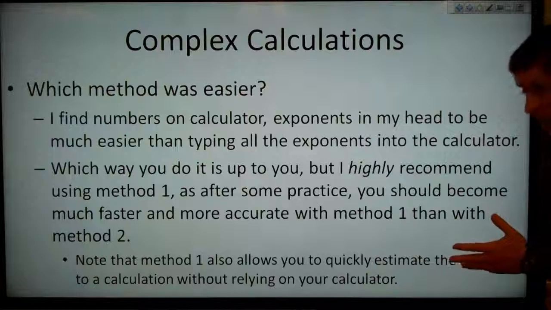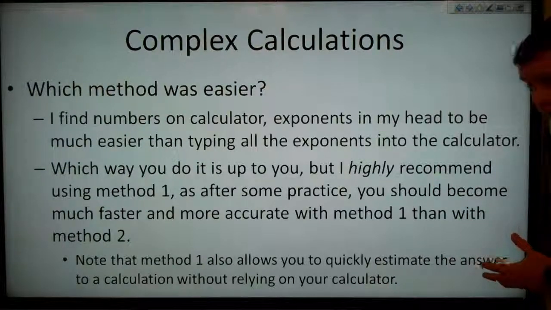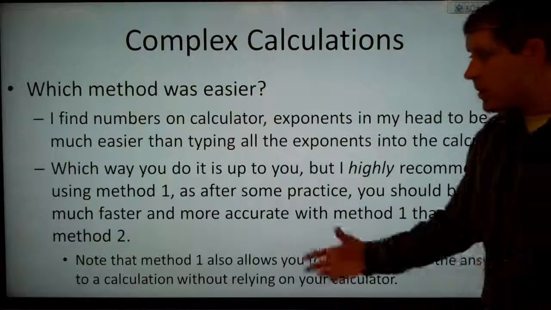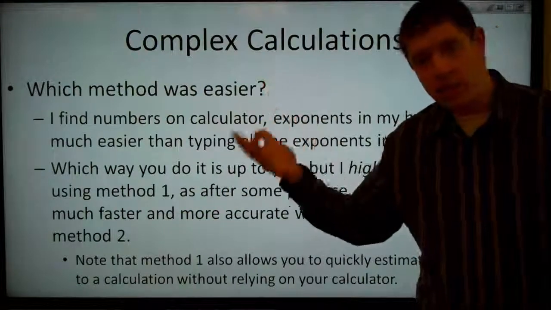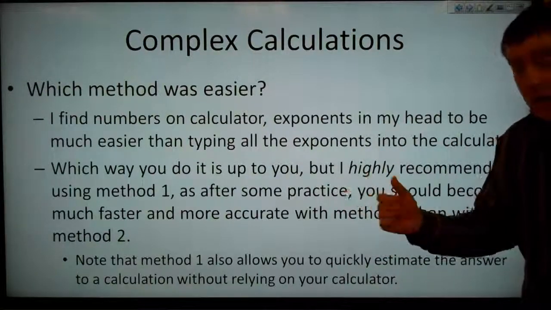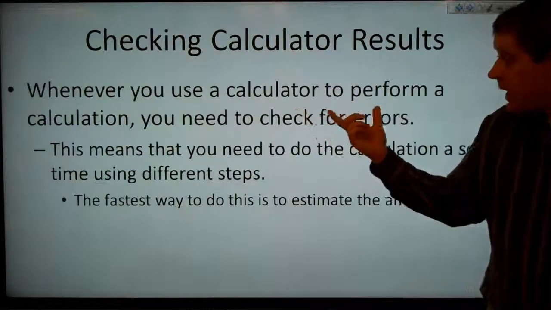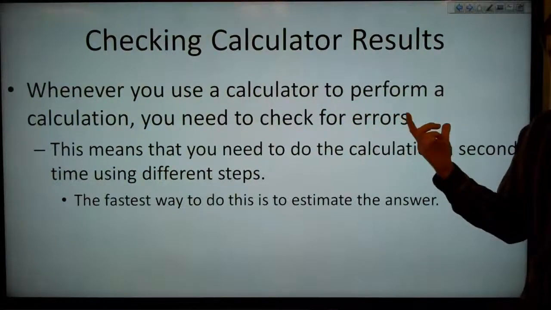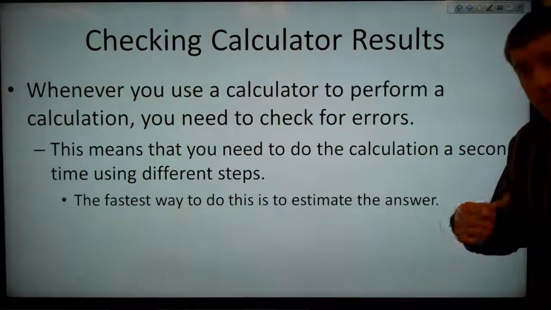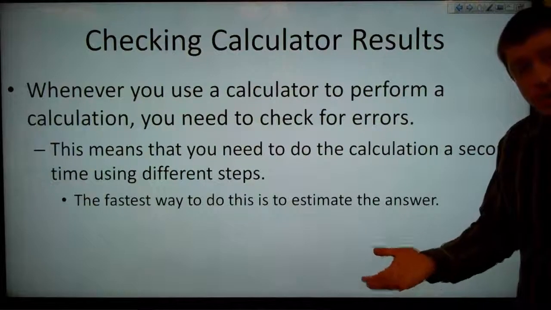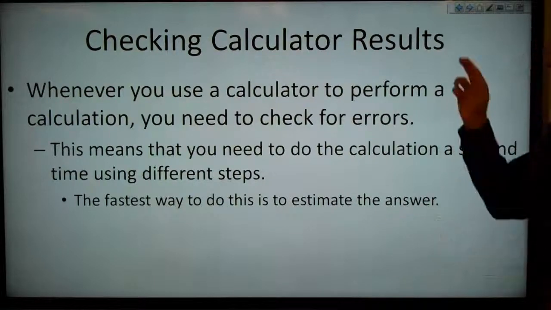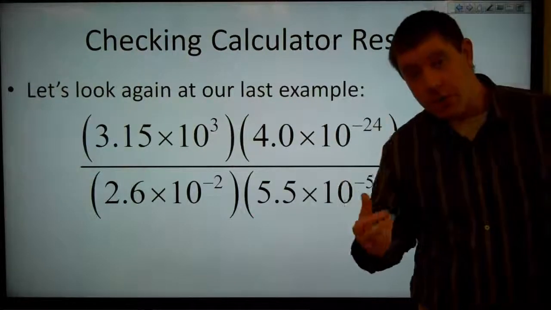Note that method 1 also allows you to fairly quickly estimate what the answer should be without actually having to use your calculator. You should be able to estimate the coefficient math portion and get it close-ish. And you should be able to get the exponential portion exactly right using your head. Whenever you use a calculator to perform a calculation, you need to check for errors, which means that you need to do the calculation a second time using different steps. If you do exactly the same thing, you're going to end up with the same result, but that doesn't mean that you didn't make a mistake both times. So the fastest way to do this is to estimate the answer, which is again why I recommend using method 1.